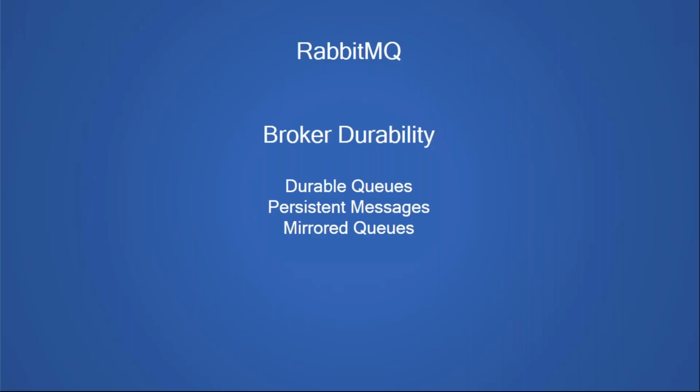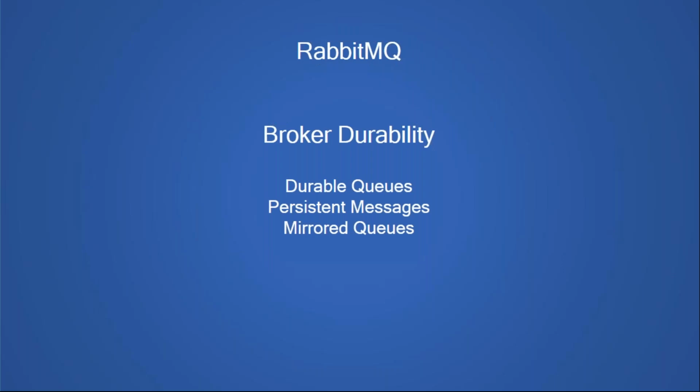So, broker durability. Once a broker does have a message, it's responsible for not losing it. We have a few different concepts here: durable queues, persistent messages, and mirrored queues. A durable queue, when you restart a node or bring it back after it's failed, will be redeclared if it's marked as durable. If it's declared as non-durable, it will be deleted on restart. So if you want your queues and exchanges to come back after a failure or restart, you need to mark them as durable.